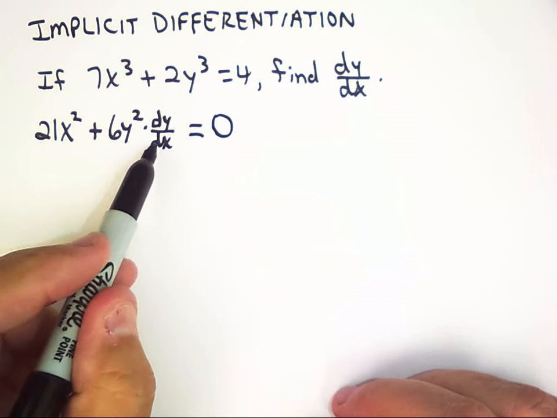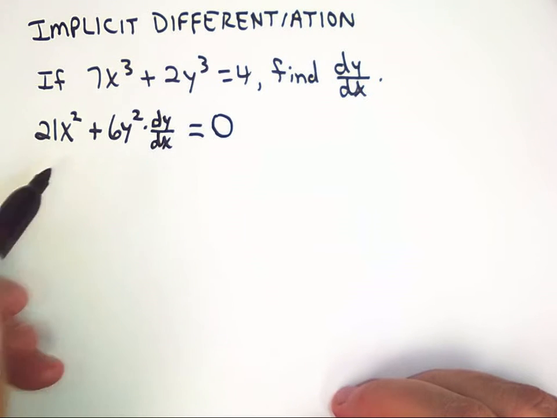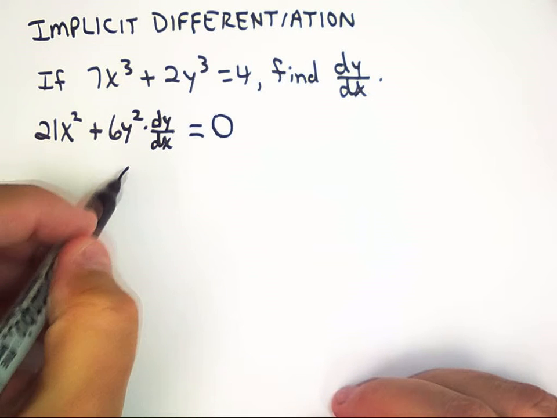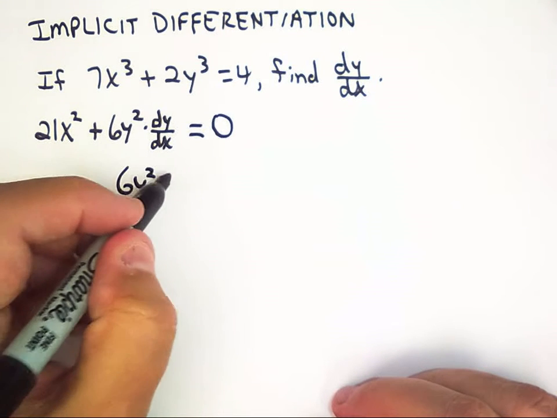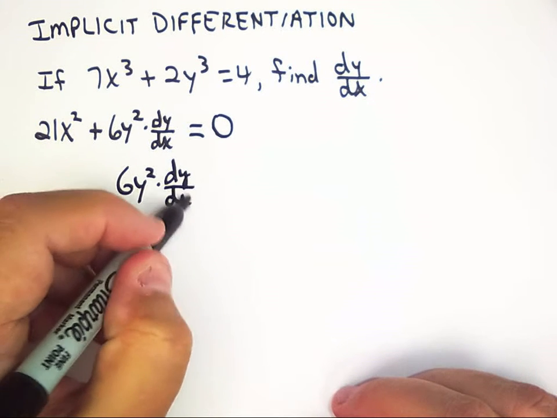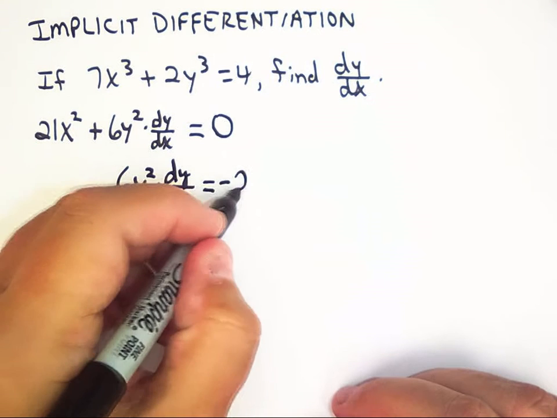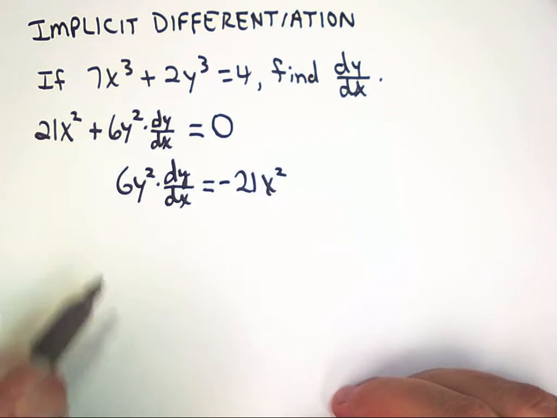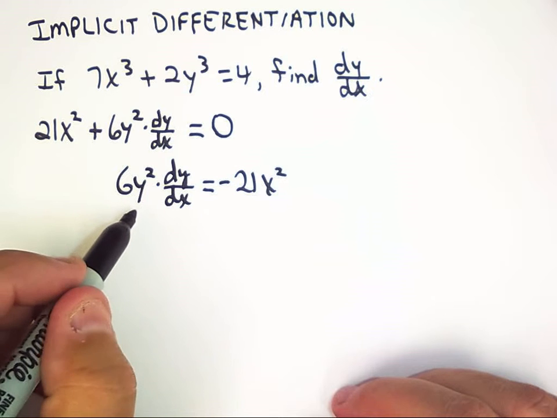Now it's simply a matter of solving for dy over dx. So the first thing I do is subtract 21x squared from both sides. So I end up with 6y squared times dy over dx is equal to negative 21x squared. And finally divide both sides by 6y squared.